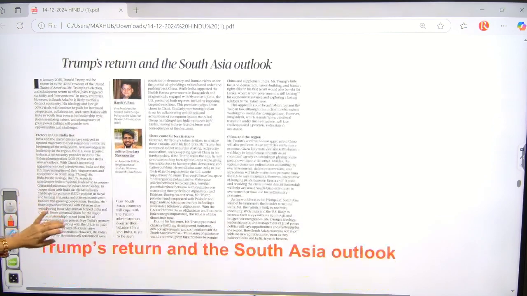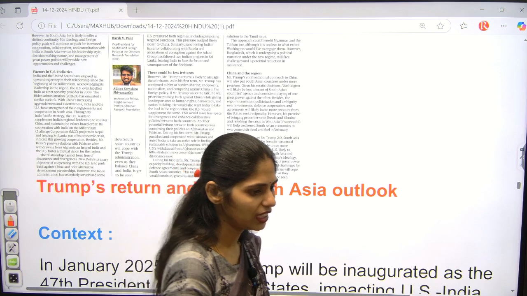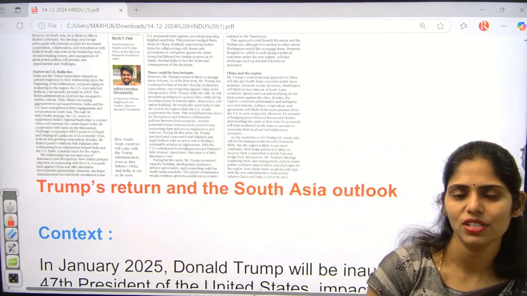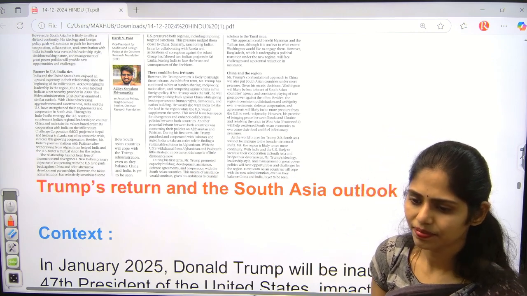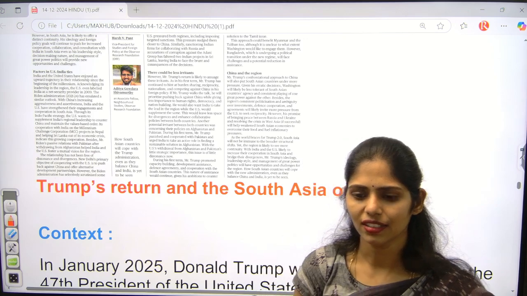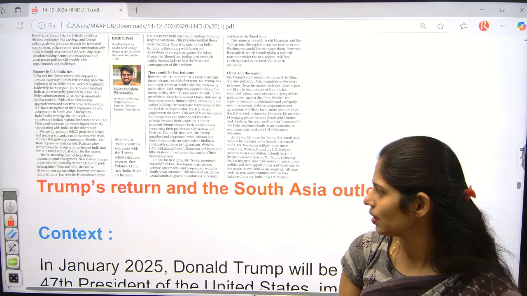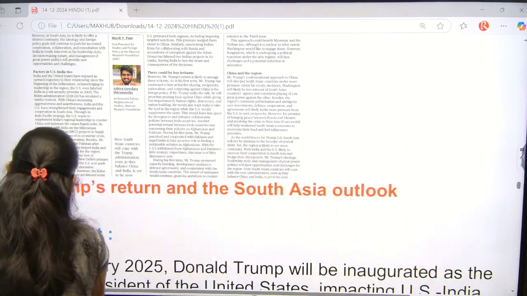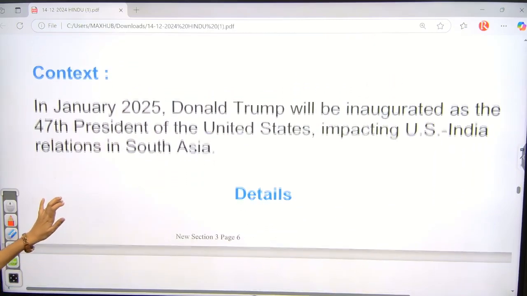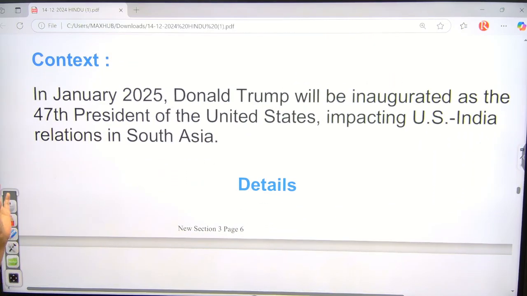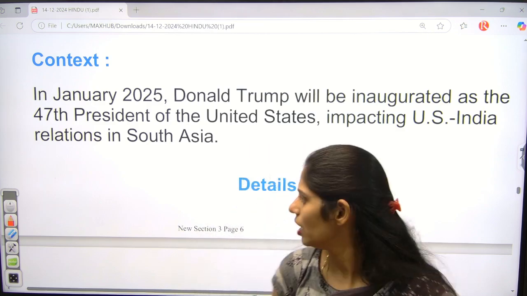Okay, now let us see here, Trump, is he good for India or bad for India? Good for India. Can you tell me what developments happened during the earlier period of Trump with India? Any idea? US-India relations? Okay, so in January 2025, Trump will be inaugurated as the 47th President of the US. Because of this, it is going to impact India-US relations for sure.